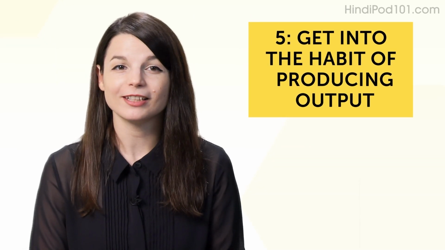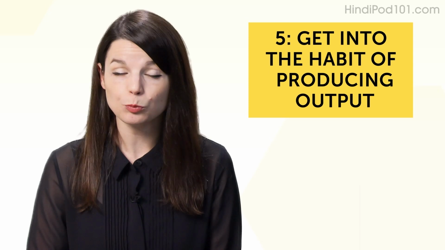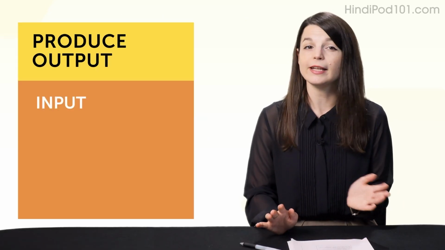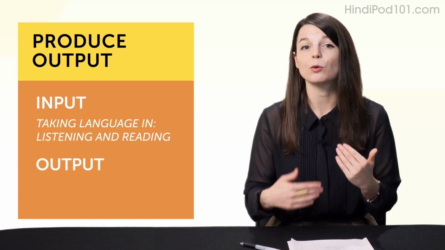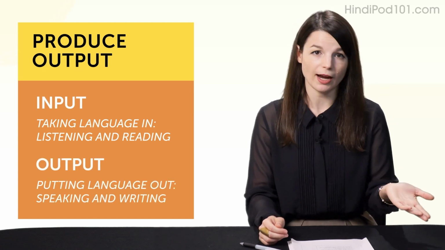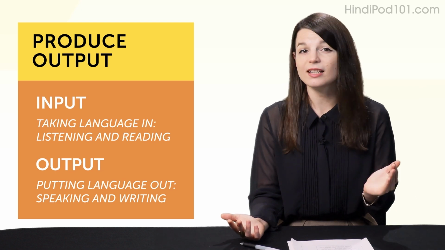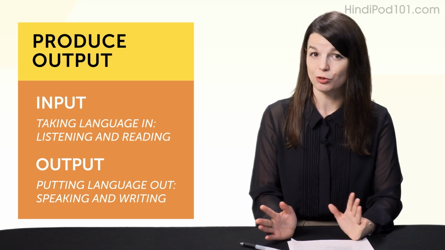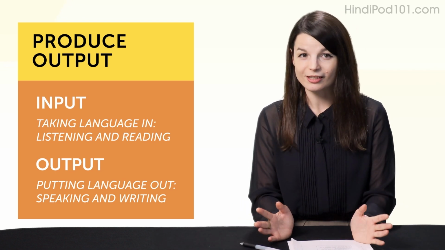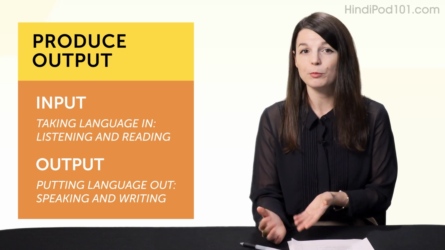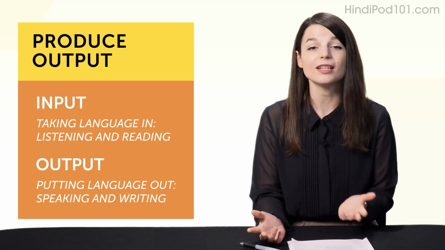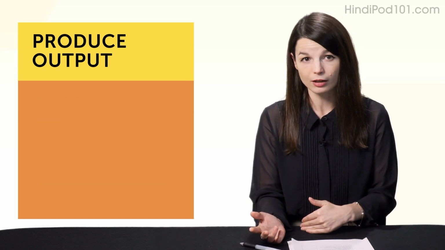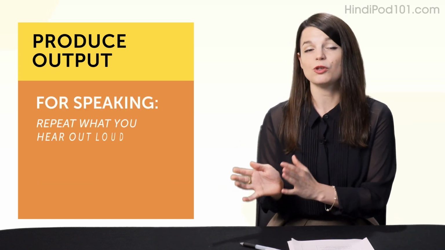Habit number 5, get into the habit of producing output. So input is taking language in, listening and reading, and output is putting language out, so speaking and writing. The point here is, it's easy to just sit and listen and watch YouTube videos. You can listen to lessons all day long, but listening helps with listening. It won't get you speaking the language. So the easiest ways to produce output are, for speaking, repeat what you hear out loud.